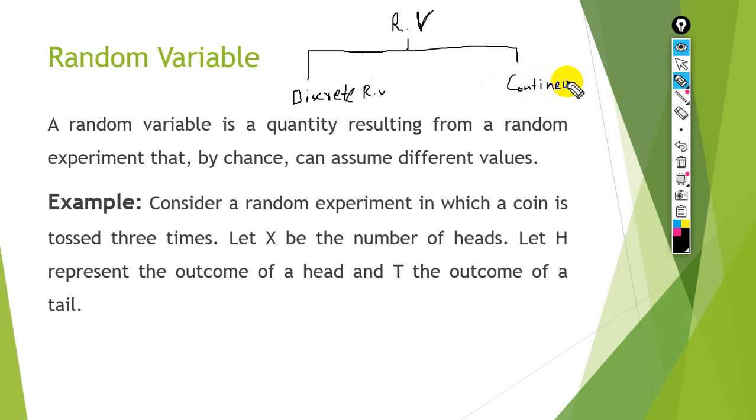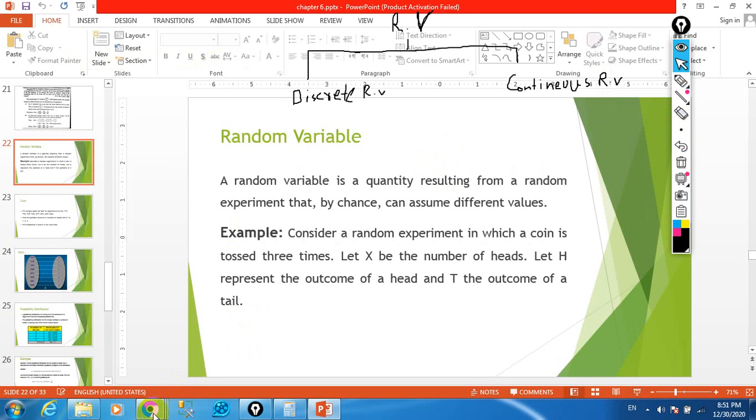I think the spelling is just like this. Continuous random variable. Okay, so now can you please tell me about a discrete and continuous variable.